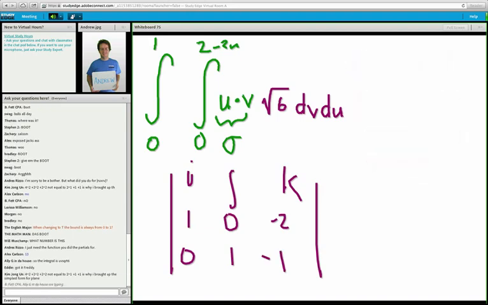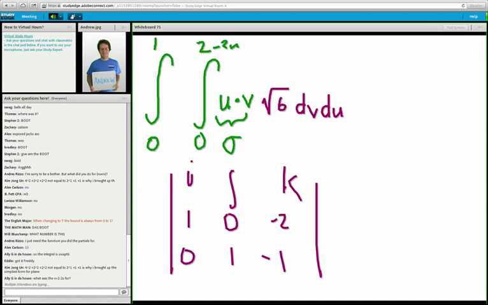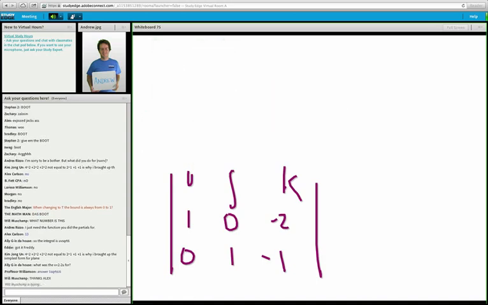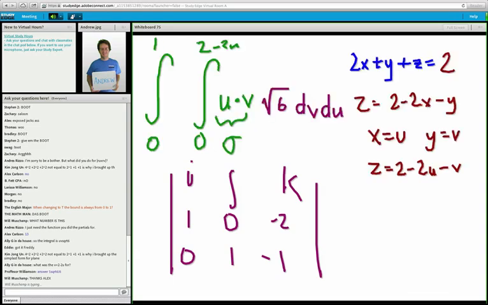Let's see what's going on here. Why, when changing to t, is the bound always 0 to 1? I don't know, you have to repeat that question. You've seen the function. It was already on the page, right there. There's the function z, and its parameterization right there.